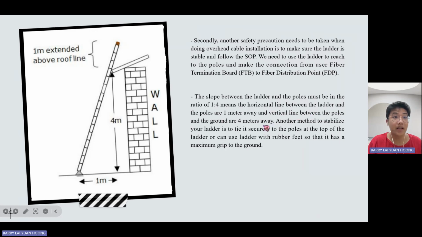and the vertical line between the post and the ground is 4 meters away. Another method to stabilize your ladder is to tie it securely to the post at the top of the ladder, or you can use a ladder with rubber feet so that it has maximum grip to the ground. And the diagram at the left shows that the slope between the ladder and the post must be in the ratio of 1 to 4.